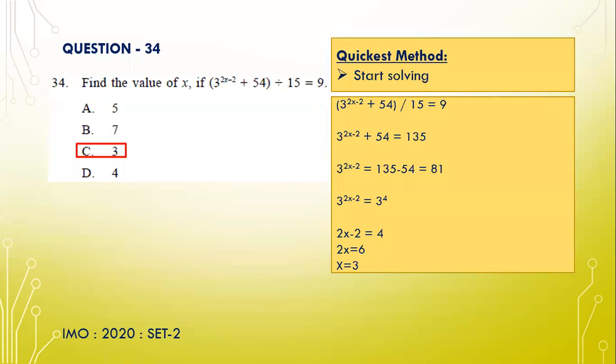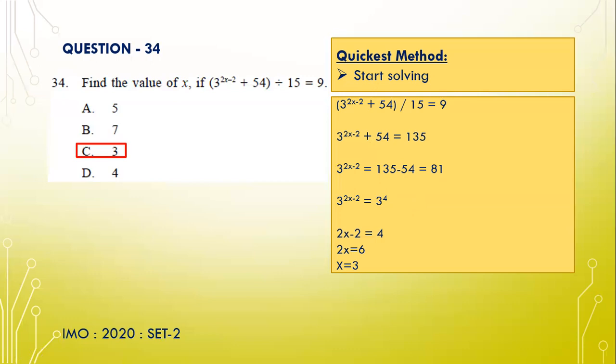Find the value of x if (3 raised to 2x minus 2 plus 54) divided by 15 is equal to 9. If you take 15 there, it will be multiplication. So 15 nines are 135. So 3 raised to 2x minus 2 plus 54 is 135. So 3 raised to 2x minus 2 is 135 minus 54, which is 81. And what is 81? 81 is 3 raised to 4. 3 3s are 9, 9 3s are 27, 27 3s are 81.